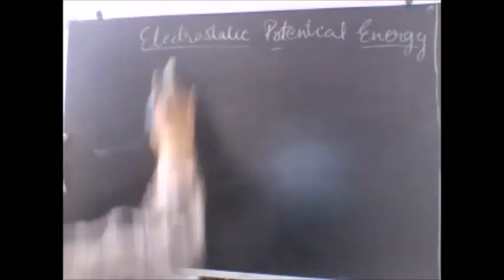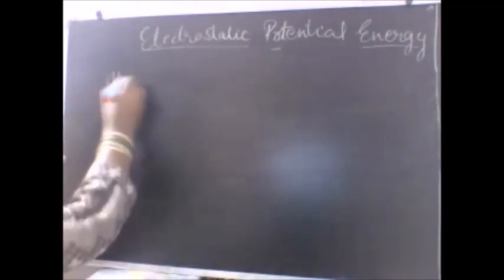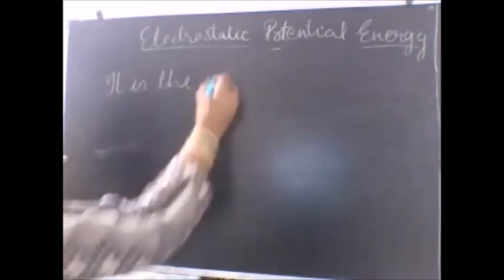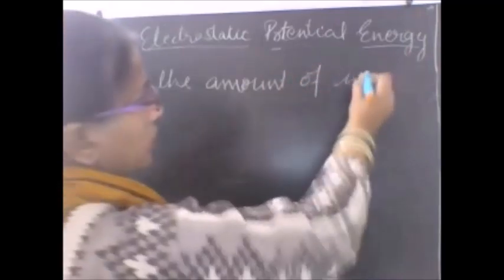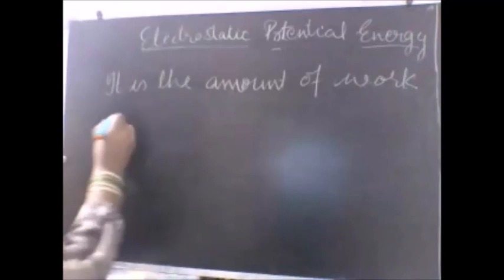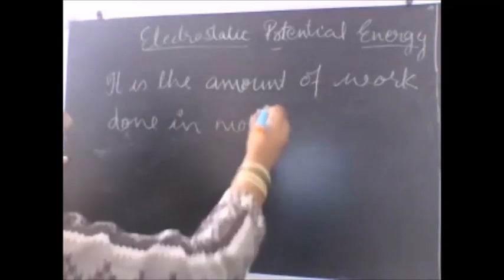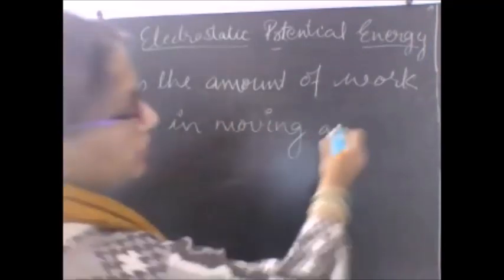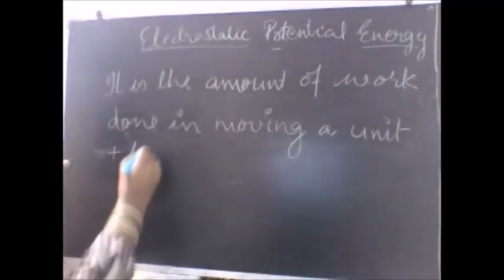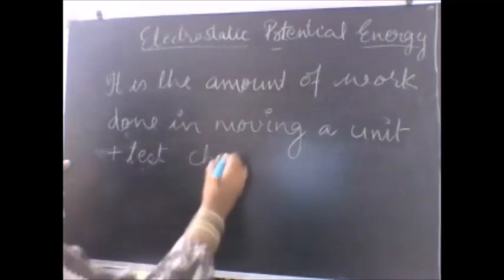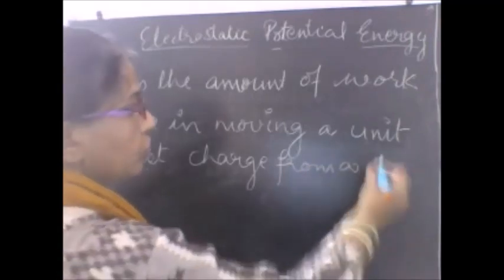So how to define the electrostatic potential energy? We can define that it is the amount of work done in moving a unit positive test charge. From which point are we moving it? From infinity to any point.